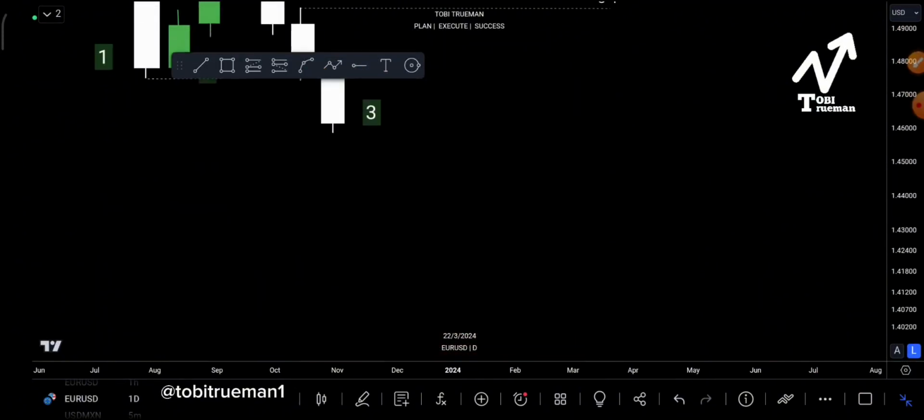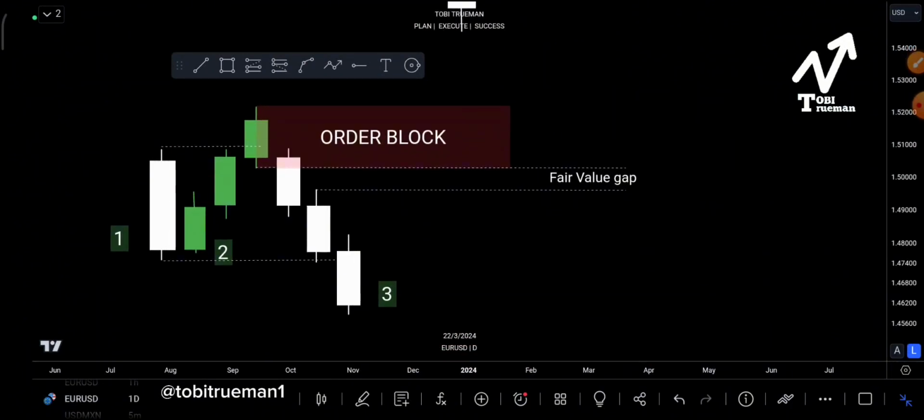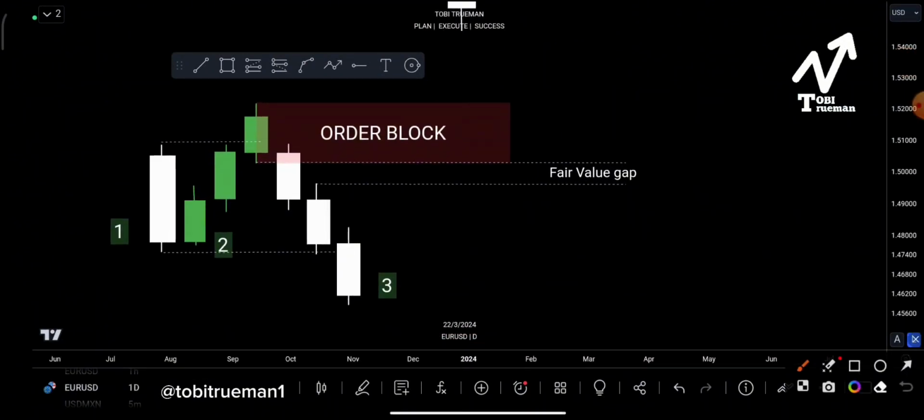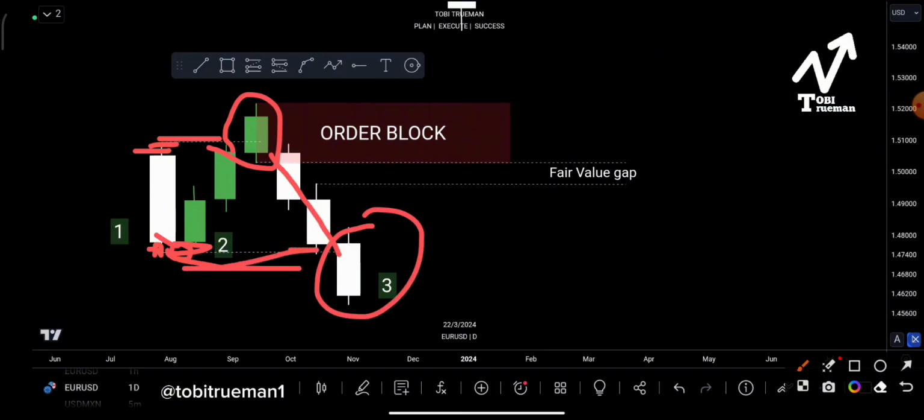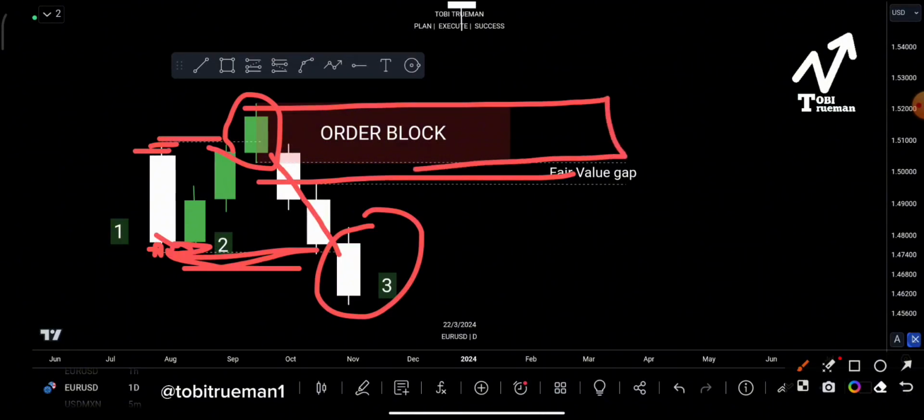Okay, so let's use another analogy. When can we say a pullback is valid? Now you can see in this scenario, we are looking at this candlestick 1. The low point of candlestick 1 was not taken out by candlestick 2's low point. But despite that, let's check if it is valid. Then the high point was taken out by this last candlestick pullback. Then price came down using candlestick 3 to take out the low point of candlestick 1. This makes our pullback, our order block, very valid.